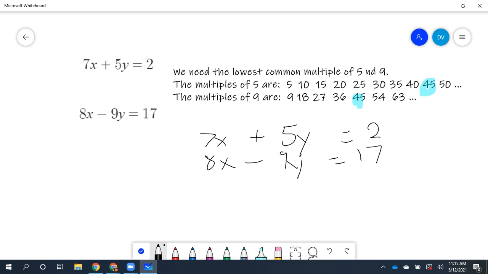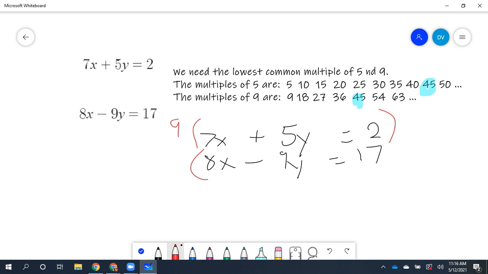So what we're going to want is to have these two, let me highlight them. Instead of this be a positive 5 and a negative 5, we want a positive 45 and a negative 45. So let me ask you a question. What would we multiply this equation by in order to make that a 45? Wouldn't we have to multiply it by a 9? So that'll be 9.